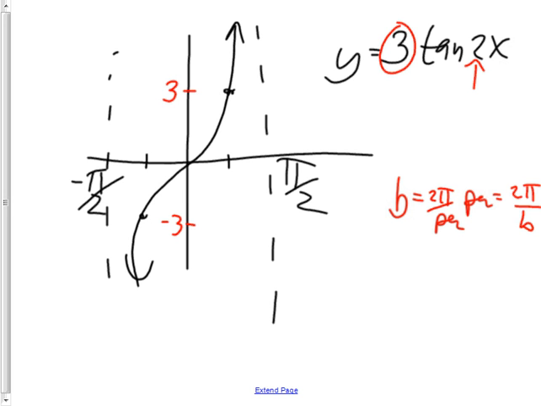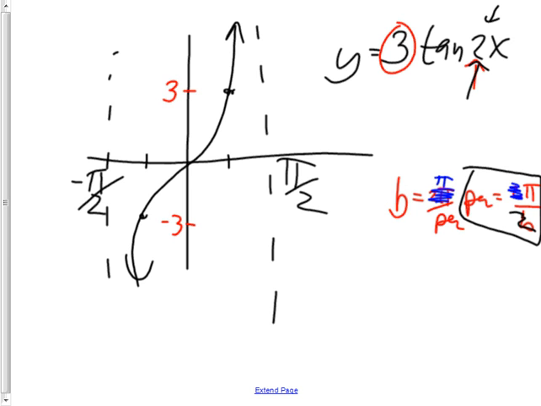So this period is now pi. So it's pi over the period and pi over B. So for this problem, as my B term is 2, I could throw in a 2 there. Do you get my period? It's pi over 2. Because there's a 2 here. The period is pi over B, which is pi over 2. All right.